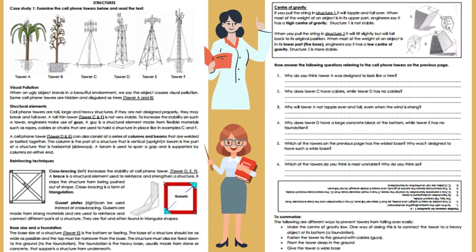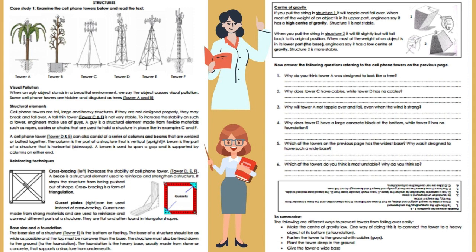Center of gravity. If you pull the string in structure 1, it will topple and fall over. When most of the weight of an object is in its upper part, engineers say it has a high center of gravity. Structure 1 is not stable. When you pull the string in structure 2, it will tilt slightly but will fall back to its original position. When most of the weight of an object is in its lower part, the base, engineers say it has a low center of gravity. Structure 2 is more stable.